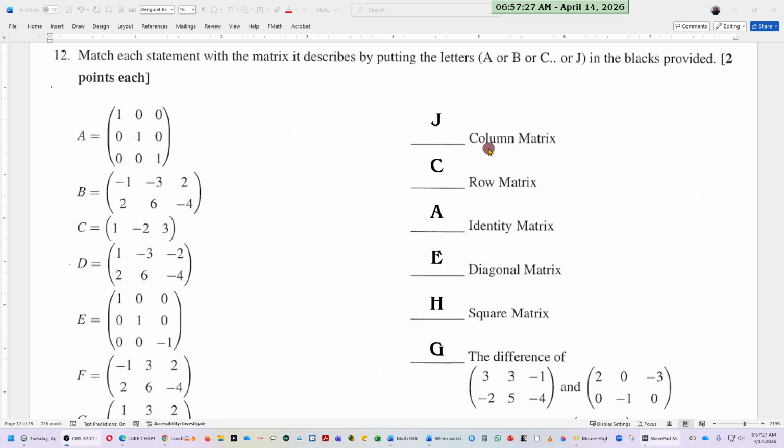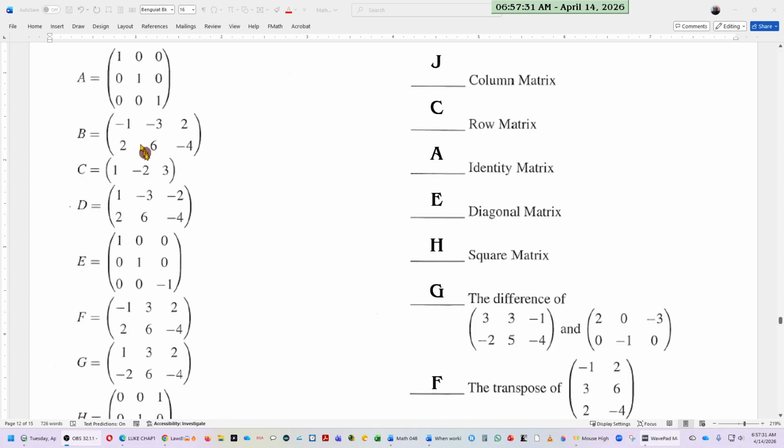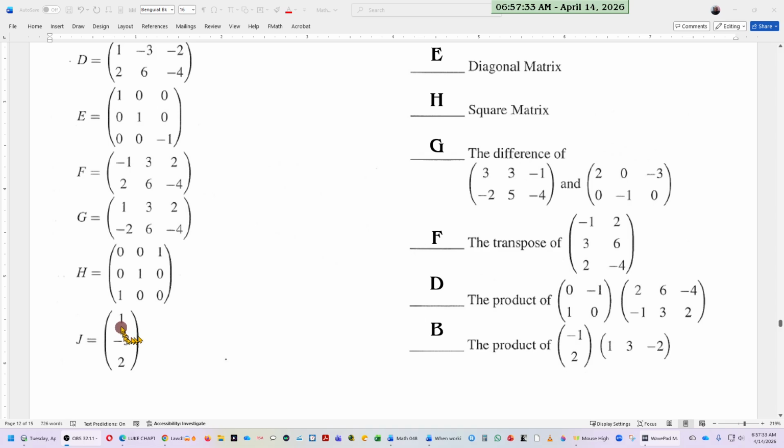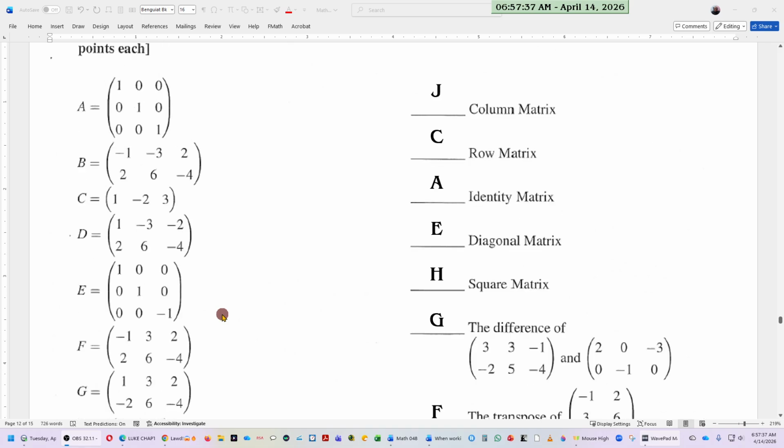As you look for a column matrix, we are looking for a matrix that only has one column, and as you scroll down, you'll see that J is the only matrix that follows that description. The row matrix will be the matrix that only has one row, and that would be C. So these two are going to be easy to spot.